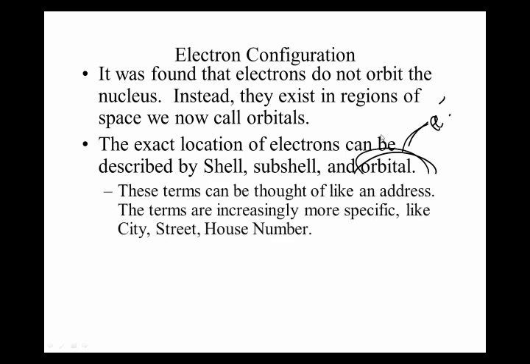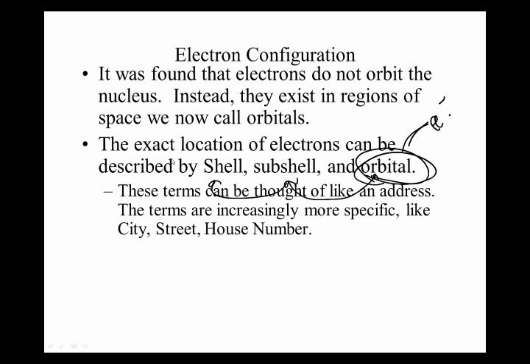So you can really think of this like trying to find an address. The most general term, shell, is akin to what city you live in. Subshell is like the street, more specific. In a city there are lots of streets, and on a given street there are lots of houses or house numbers, so the orbital is the house number. So we're getting more specific.